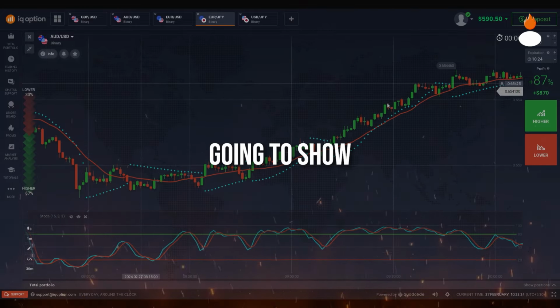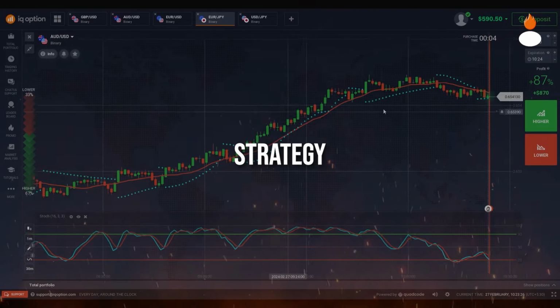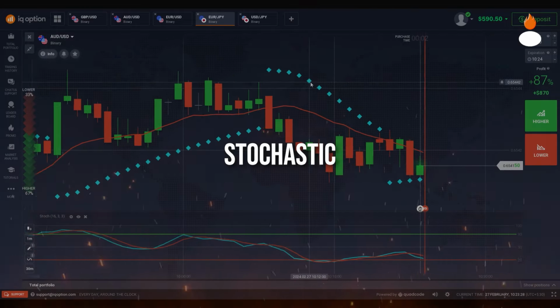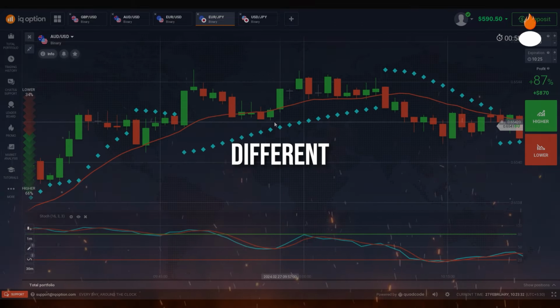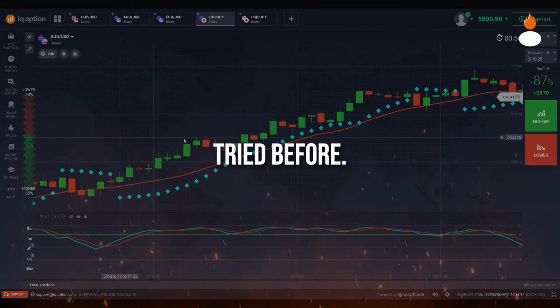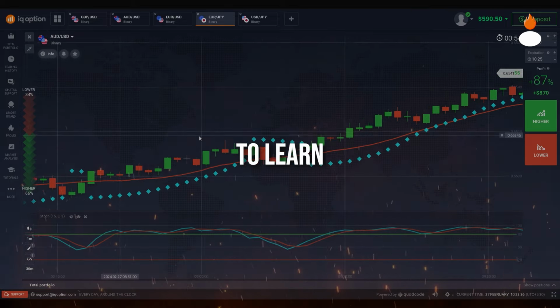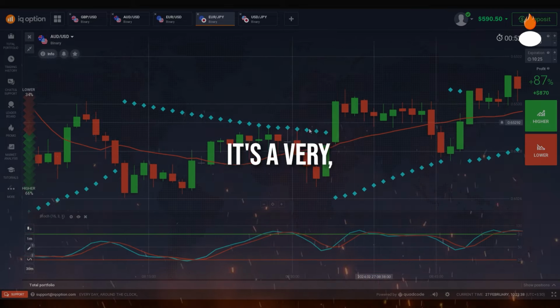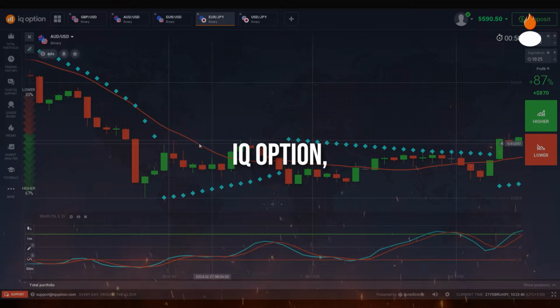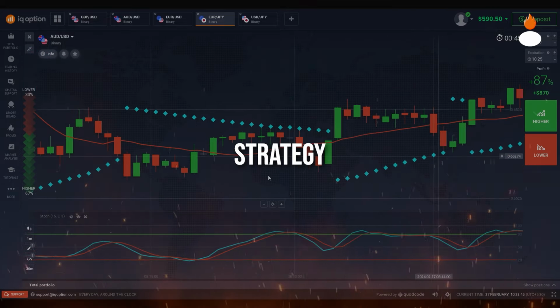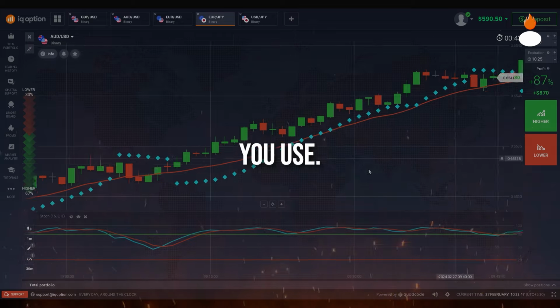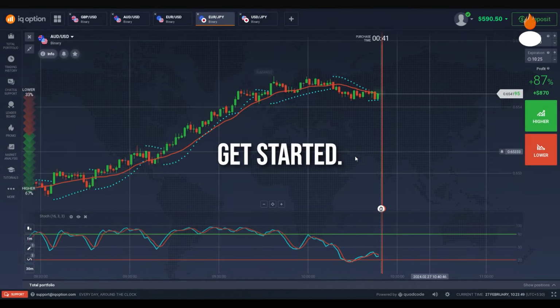Today, I am going to show you an amazing IQ option strategy using parabolic SAR, stochastic oscillator, and moving average indicators. This strategy is quite different from other strategies you've tried before. So stick with me till the end to learn this amazing strategy. It's a very simple strategy to use on IQ option. But if you're not an IQ option user, you can also use this strategy on any other binary platform you use. Okay, let's get started.